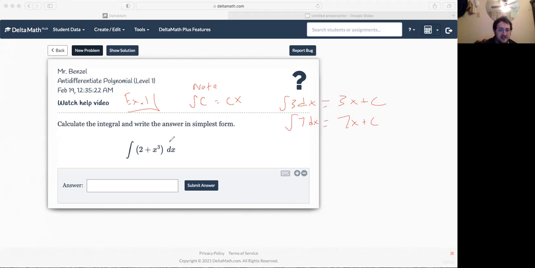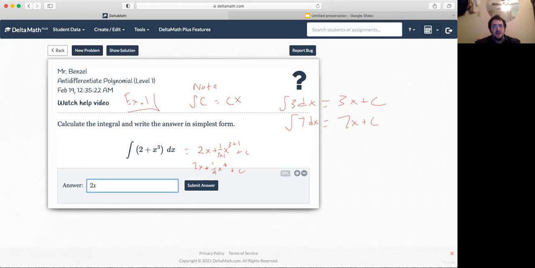So when I'm doing this, I'm going to take the antiderivative here. So this is going to be 2x. And I'm going to add 1 to the exponent. I'm just going to do this nice and slow at the beginning. So I have 3 plus 1, and then my coefficient was 1 over 3 plus 1. So this is going to be 2x plus 1/4 x to the fourth. And then make sure that you're adding the plus c in as well.